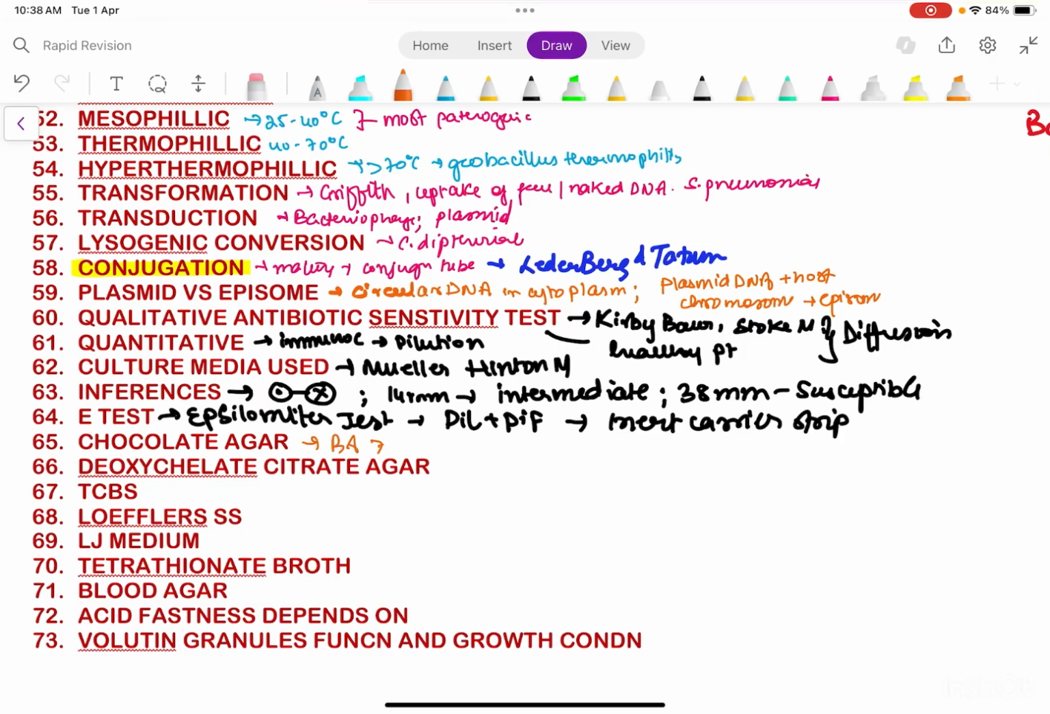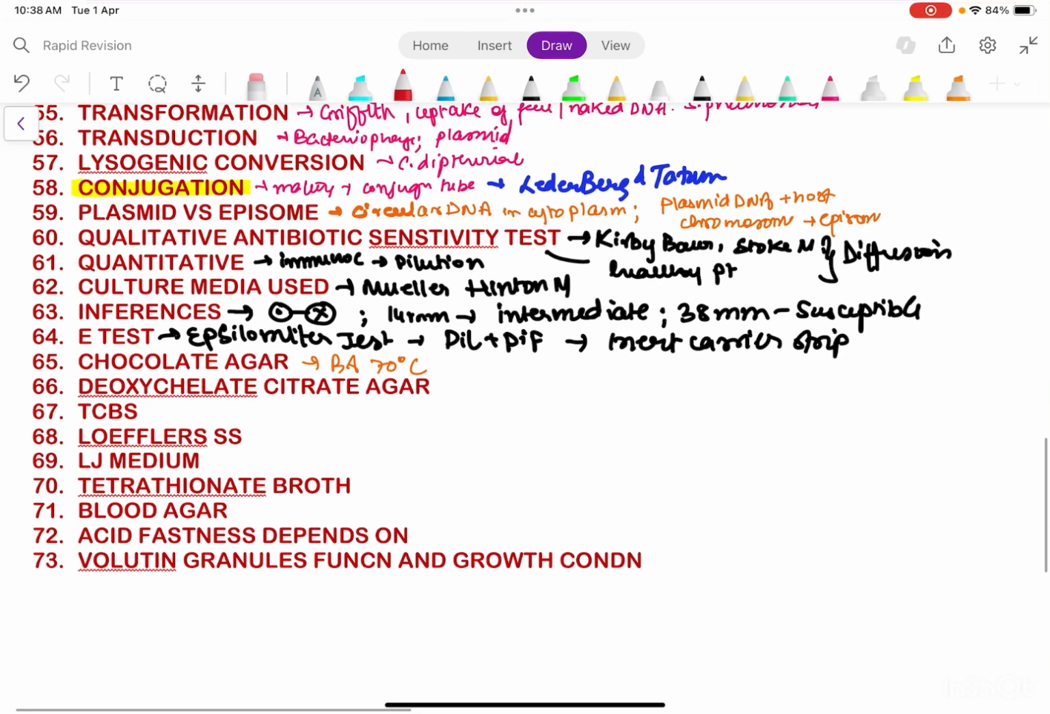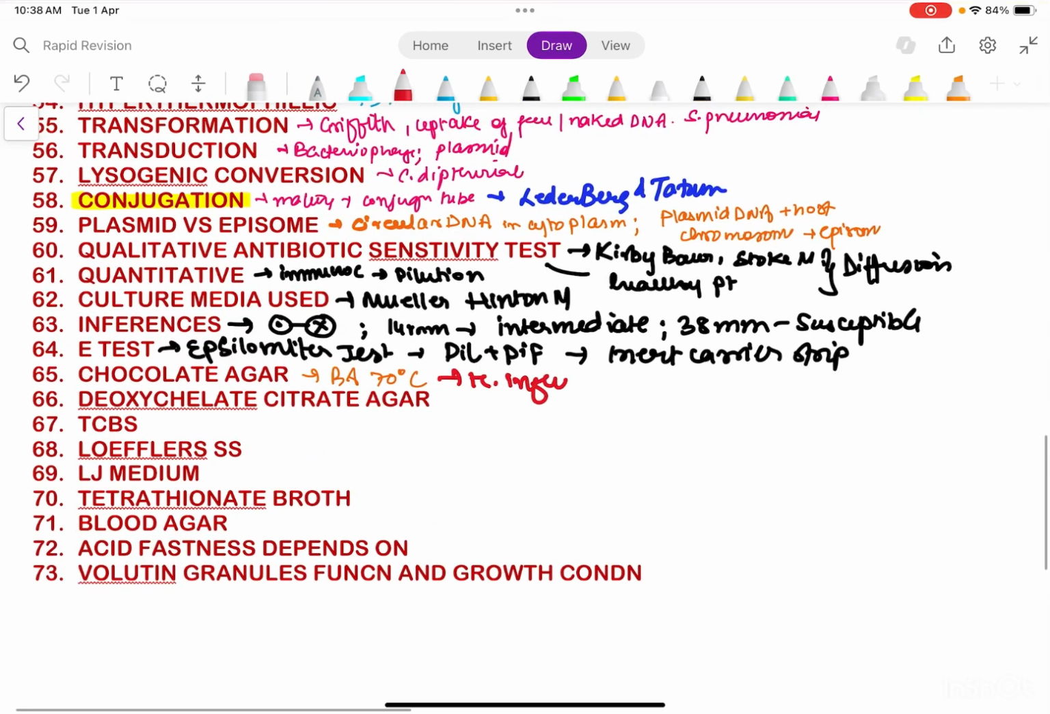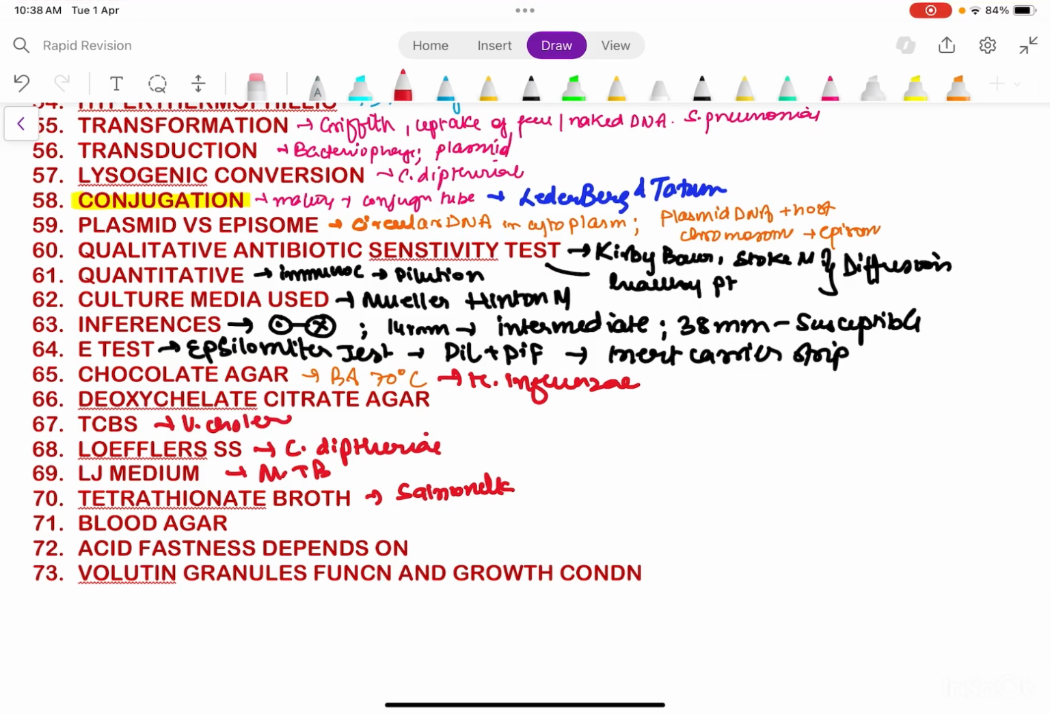Then coming on to chocolate agar. When blood agar is heated at 70 degrees Celsius, you have the formation of chocolate agar. This chocolate agar is used for H. influenzae. Then the Loeffler serum slope is for Corynebacterium diphtheriae. Lowenstein-Jensen medium is for Mycobacterium tuberculosis. Tetrathionate broth is for Salmonella. Then we have TCBS for Vibrio cholerae, and this is for Shigella and Salmonella. Blood agar is for Streptococcus.